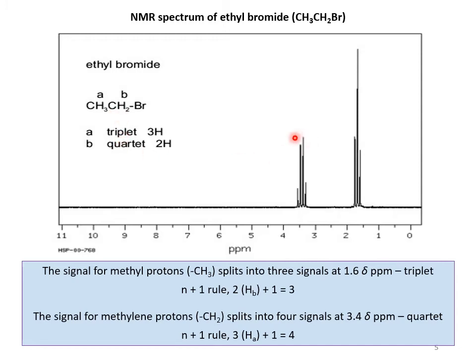Here we can see the signal for the methylene protons is of higher delta value compared to the methyl protons. Why? Because this carbon is attached to the electronegative bromine atom, as a result of which the methylene hydrogens are greatly de-shielded when compared to the methyl hydrogens. And also you can see here the difference in the height of the signal. It is 2 is to 3.